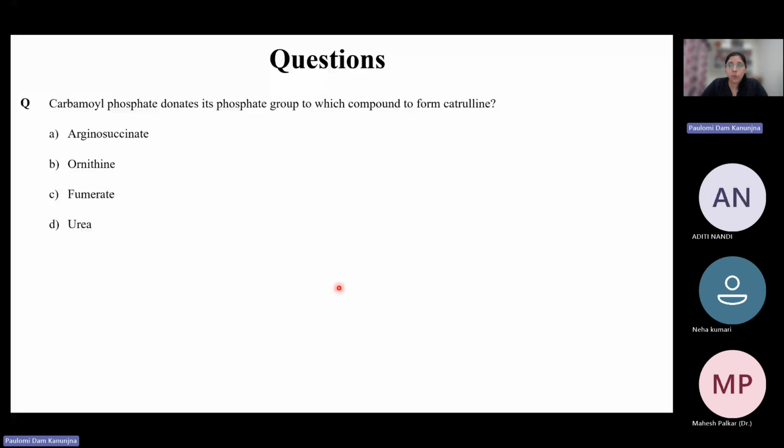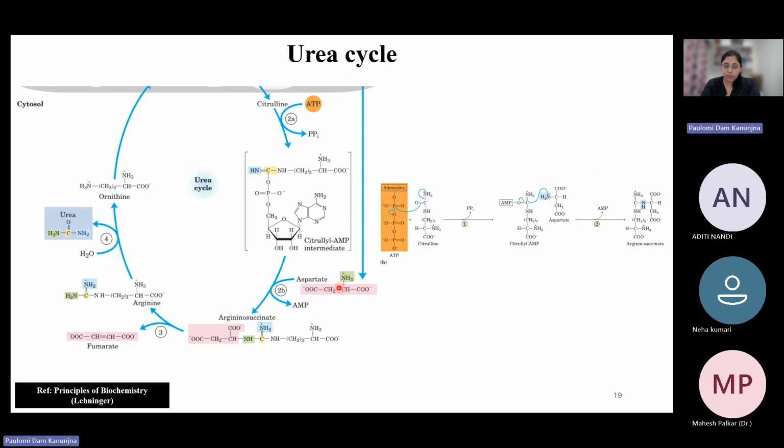So carbamoyl phosphate donates its phosphate group to which compound to form citrulline? I don't know why it wrote catrulline, but it's citrulline. What's the compound which makes citrulline? B. Okay. Others? So you have carbamoyl phosphate and citrulline, which is the product here. B, right? Ornithine. Let me go back again. Ornithine gives you citrulline with carbamoyl phosphate, right? That was something that we had discussed.